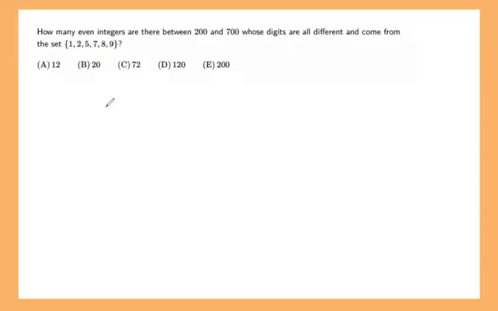So the next one: how many even integers are between 200 and 700, where the digits are all different and come from this given set? We want to make sure not to miss any keywords. We need to find even numbers, the digits have to be different, and it has to be between 200 and 700 inclusive. So we want 3 digits, but the first digit should be at least 2, and the last digit should be even. The first could be 2, 5, 7, 8, or 9, and the last could be only 2 or 8.